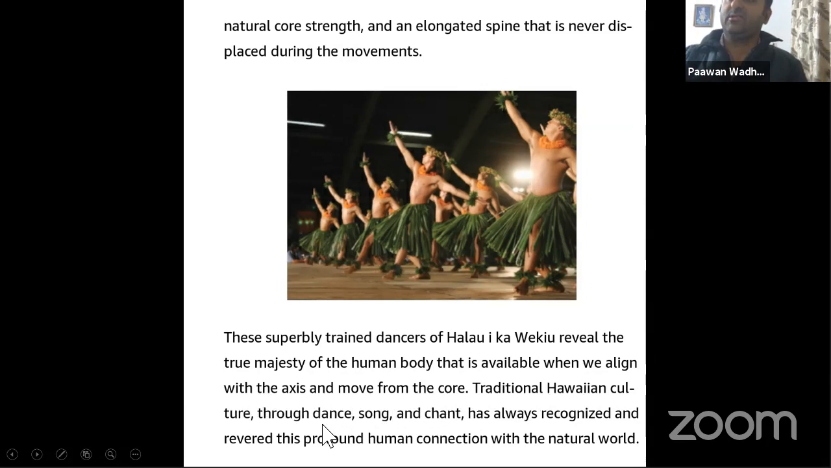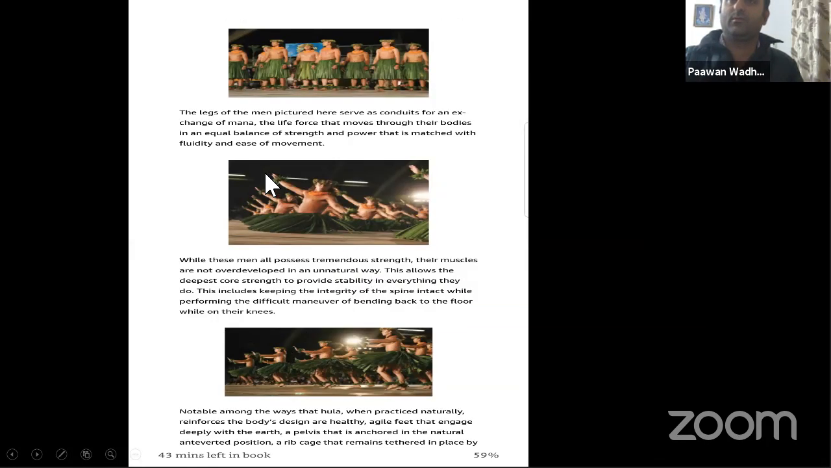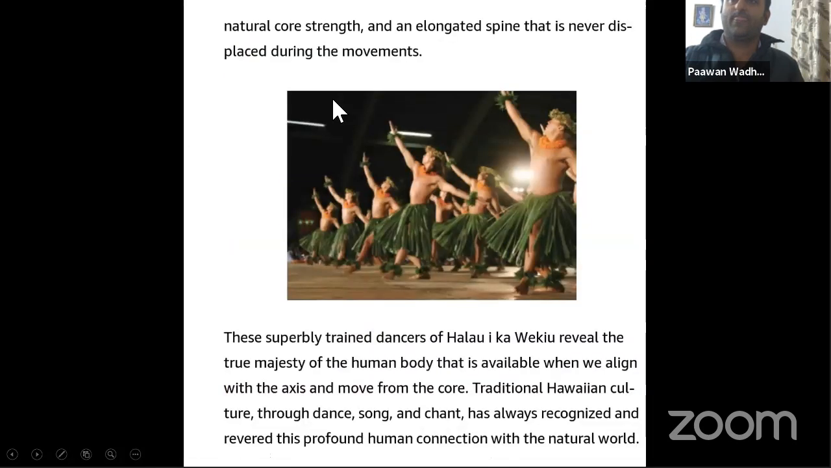Traditional Hawaiian culture through dance, song, and chant has always recognized and revered this profound human connection with the natural world. They're using their core strength and they are elongating their spine that is never displaced during the movements. Look at the movements. Spine is still aligned. They're sitting down. Alignment, alignment. Look at the posture.